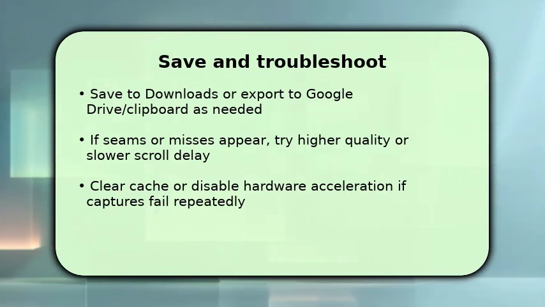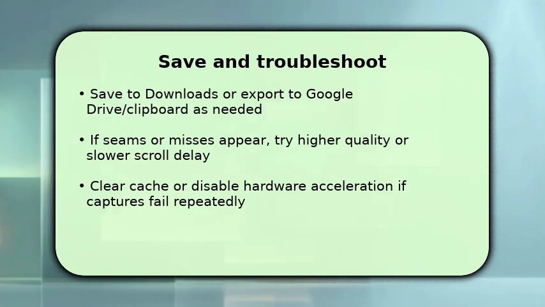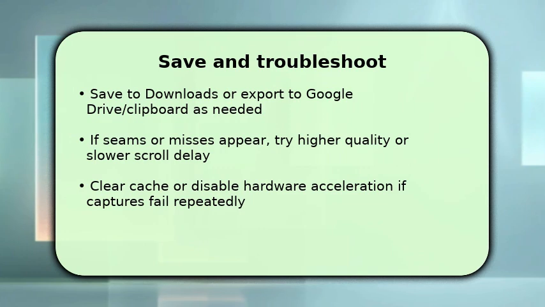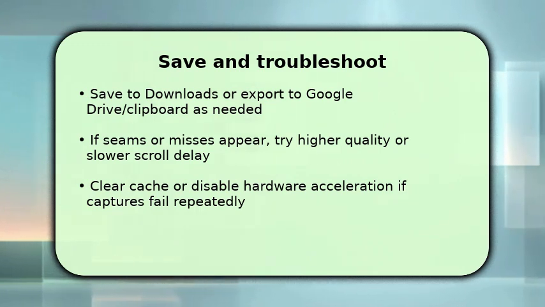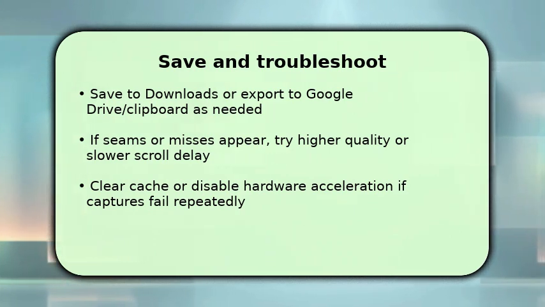If you see seams, missing sections, or repeated content, increase the scroll delay or image quality, then recapture. This gives dynamic content time to render between steps. If captures still fail, clear the browser cache, disable hardware acceleration, or temporarily disable interfering extensions. Finally, test a short example page to confirm fixes before capturing the full target page.